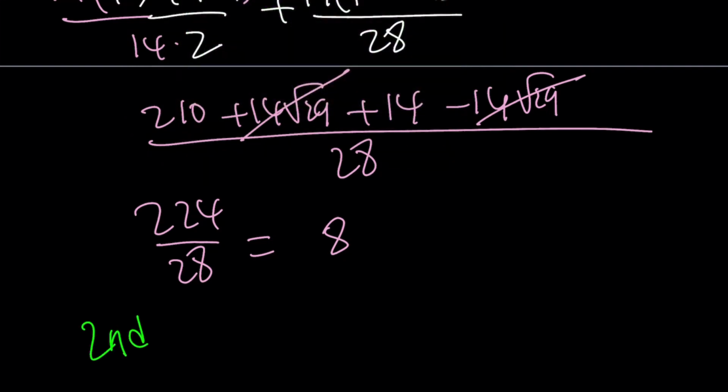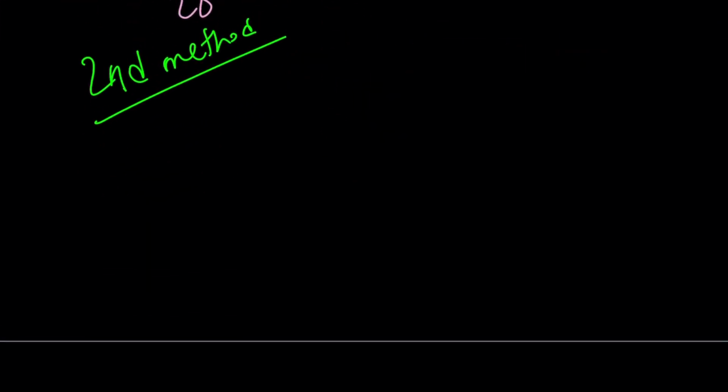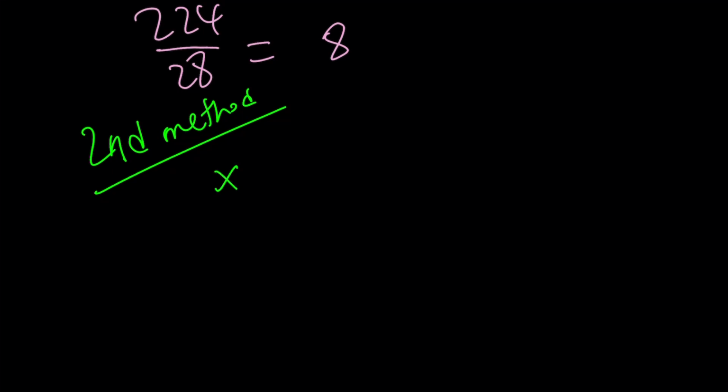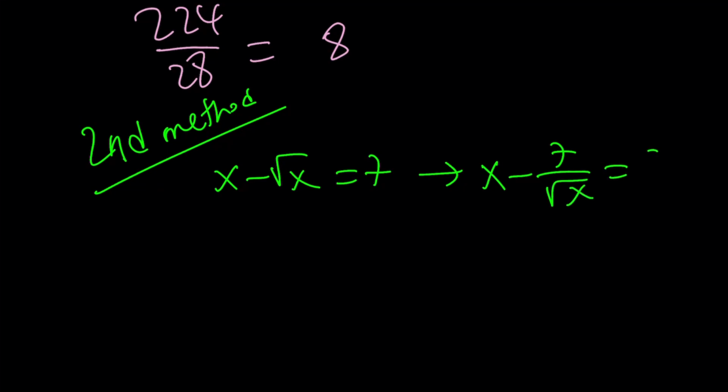What does the second method look like, right? Okay. So our second method is going to be slightly different, of course. Very different, maybe. All right, so we're given x minus root x equals 7, and we're supposed to evaluate x minus 7 over root x. Notice that we have 7 in both places, so we could use that. Since I'm trying to evaluate this, a lot of times we replace variables with numbers, but why not replace a number with a variable expression?